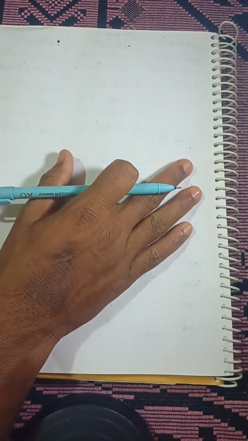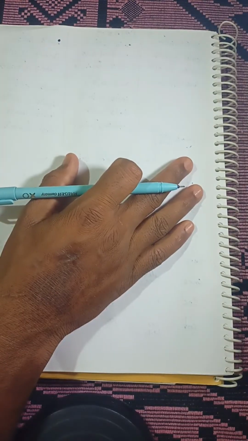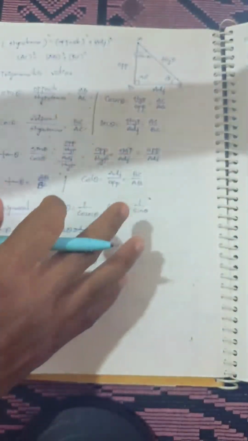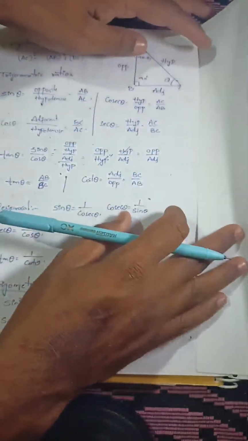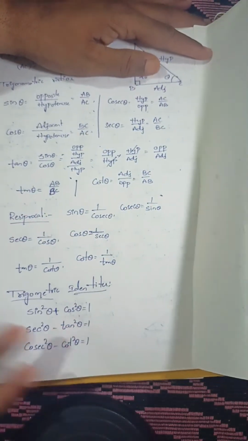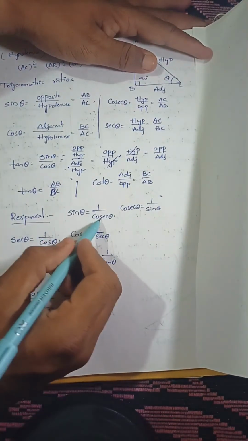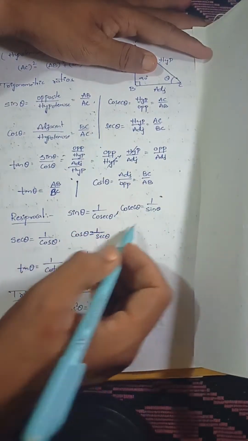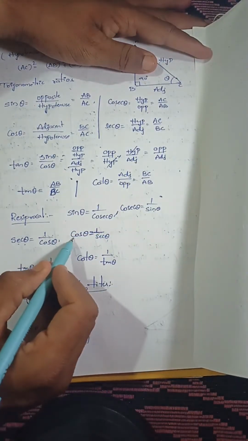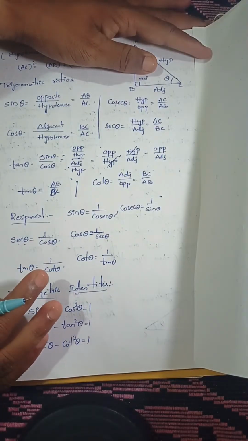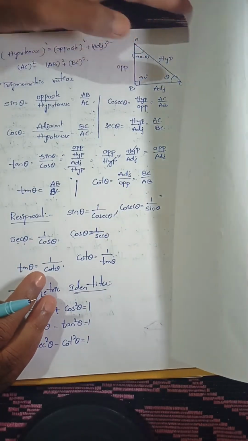Hi Khanit. Sine reciprocal is 1 by cosecant. Yeah, I'll show you, one second. Here I wrote all the reciprocals. You can see all the reciprocals right here. Sine reciprocal is 1 by cosecant, cosecant reciprocal is 1 by sine, secant reciprocal is 1 by cos, cos reciprocal is 1 by secant. Now please concentrate on the problems.